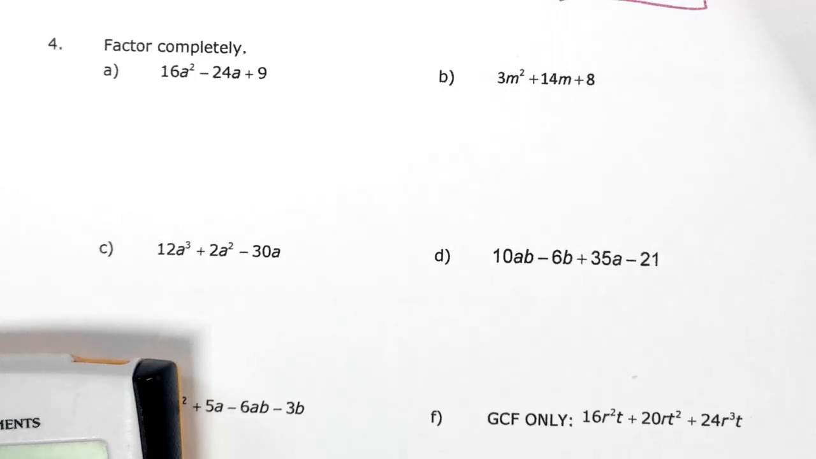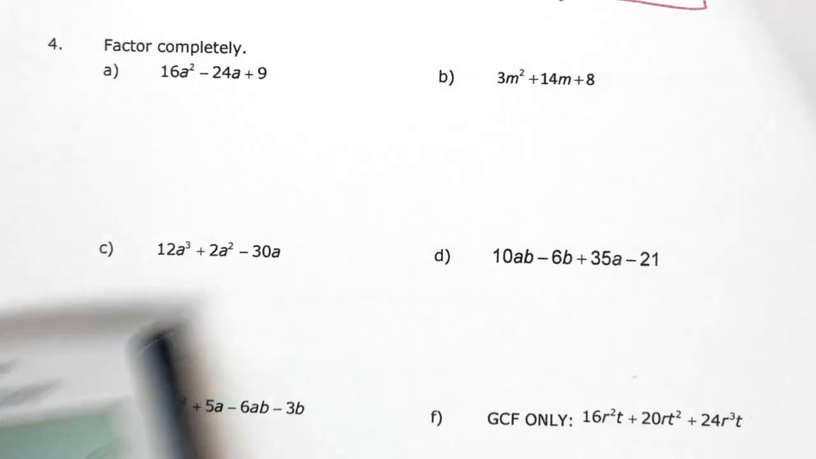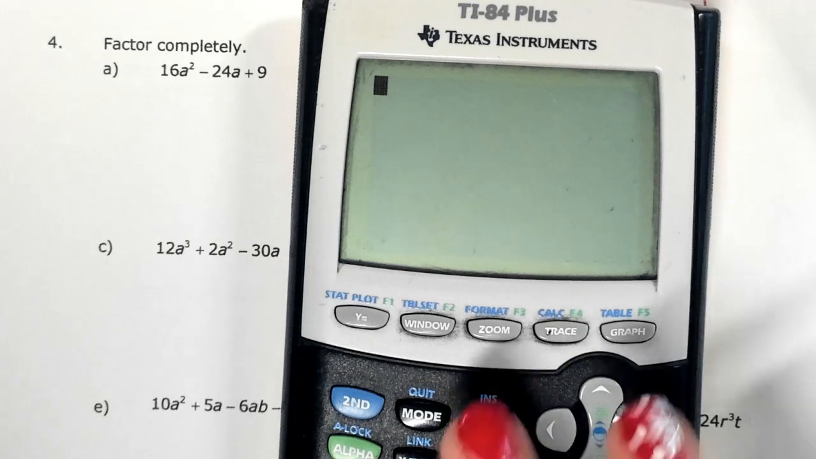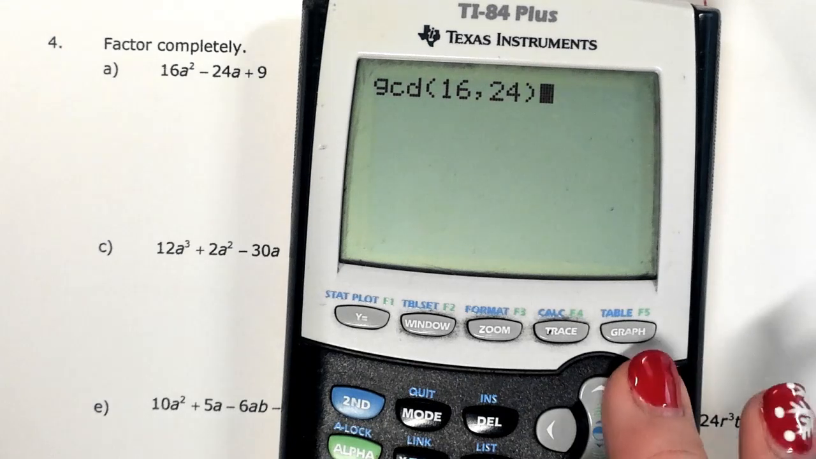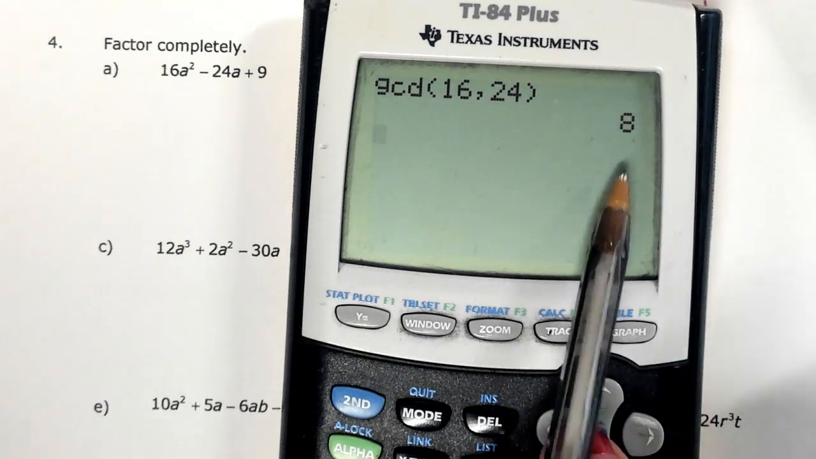So, factoring for A and B. On the first one, we always need to make sure we don't have a GCF. You can always use your calculator if you forget. So MATH, right, 9, 16, 24. And that gives me 8.